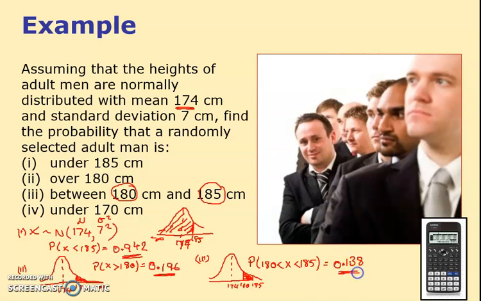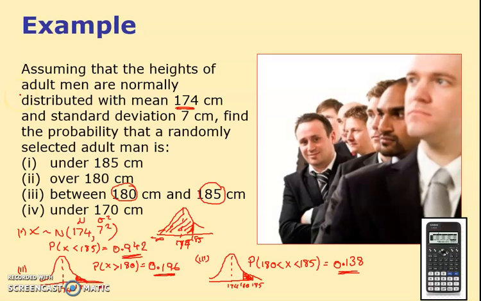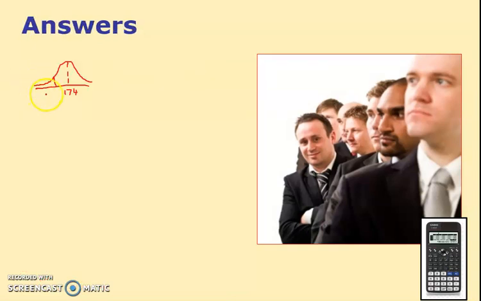0.138. Now I've got one more, it says under 170, so I'll just do that as well. So there's my picture again. I'm expecting to get 174. It says under 170, I think it said. Yes, it did. So 170 is over here. You can see what I'm doing. It's exactly the same. Probability that x is under 170 equals. So the lower is negative 9999. I suppose that's the tricky bit. Upper is 170. And the other bits stay the same, 0.284.